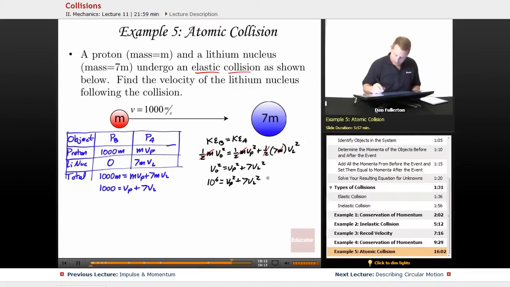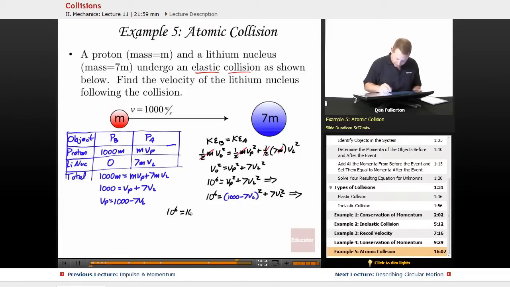All right, taking that a little bit further then, let's come over here first and solve for Vp. If we do this, we could say Vp equals 1,000 minus 7 Vl. So over here, 10 to the 6th now equals, I'm going to replace Vp with (1,000 minus 7 Vl) squared plus 7 Vl squared. All right, 10 to the 6th then equals (1,000 minus 7 Vl) squared.